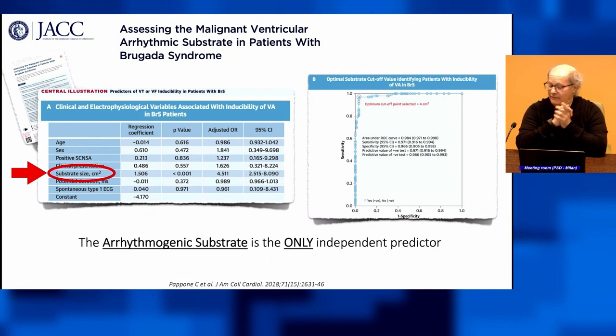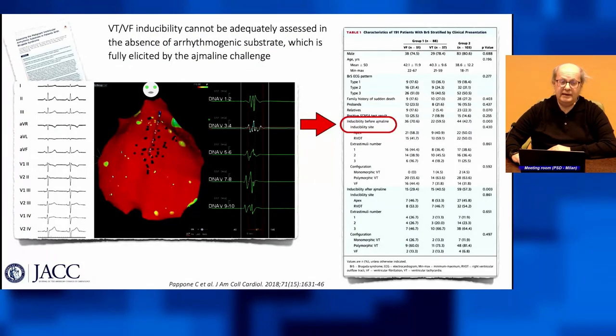But in most of the cases we have polymorphic ventricular tachycardia or ventricular fibrillation. Important to know, if we look at the independent predictor of arrhythmogenic condition, the substrate size is the most important parameter to predict the risk of ventricular arrhythmia in the Brugada patient. This is a typical EKG when the type 1 is not present.